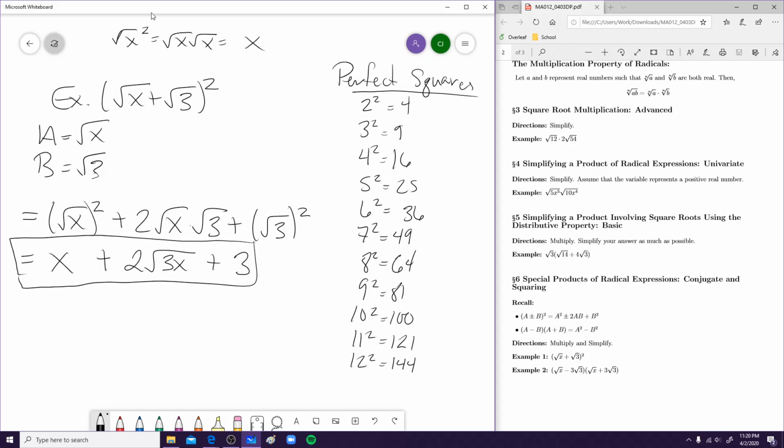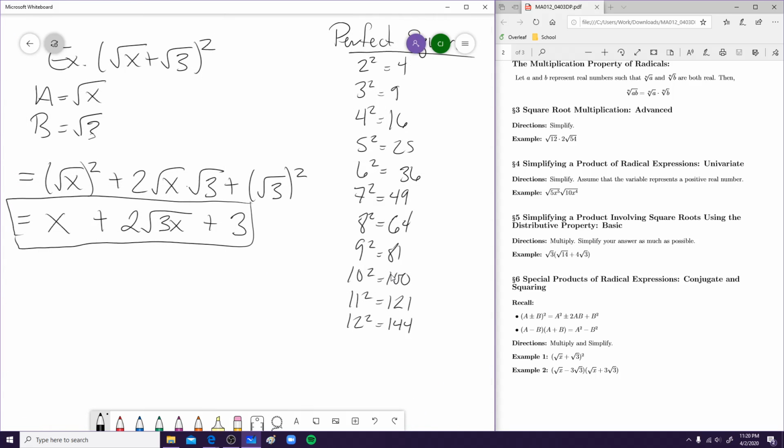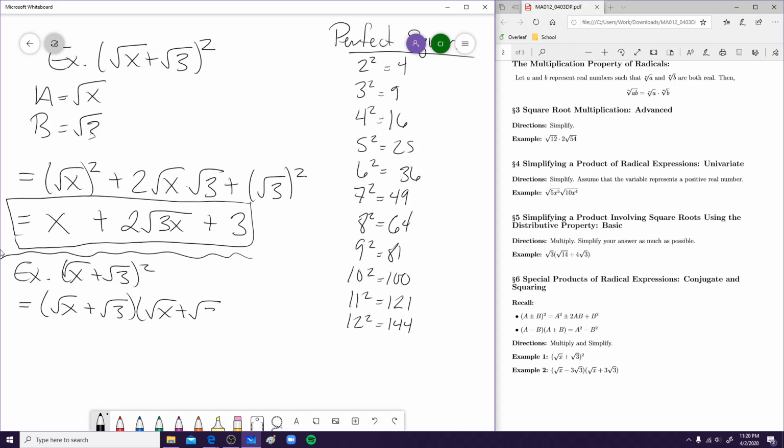If you're not comfortable with the perfect square trinomial, I highly recommend it. I believe that it will make your life a lot easier. But if not, let's do example 1 again, but the little longer way. So if I have the same problem, quantity squared, what is that? When you square it, it is the square root of x plus the square root of 3, square root of x plus square root of 3. Right, and we're going to FOIL.